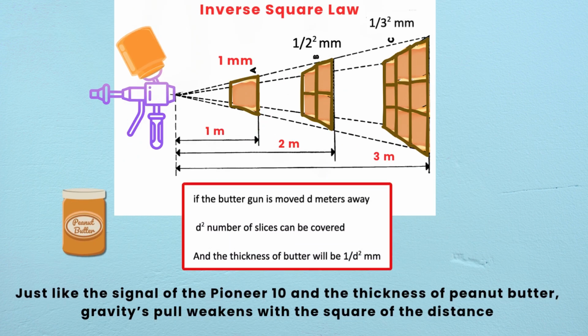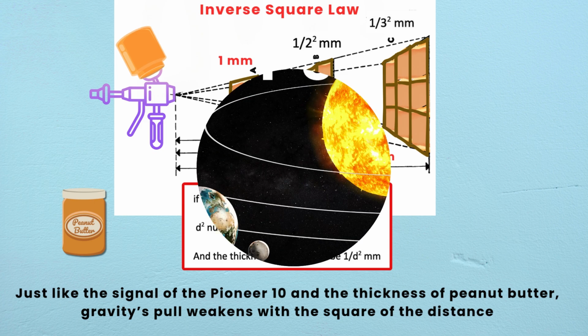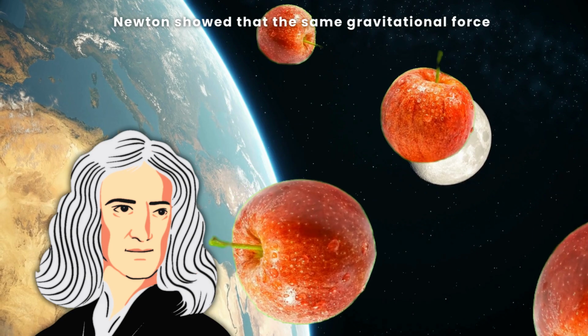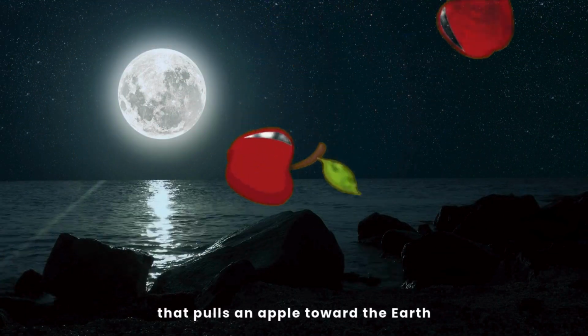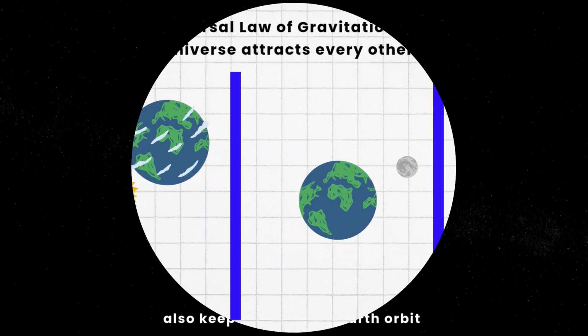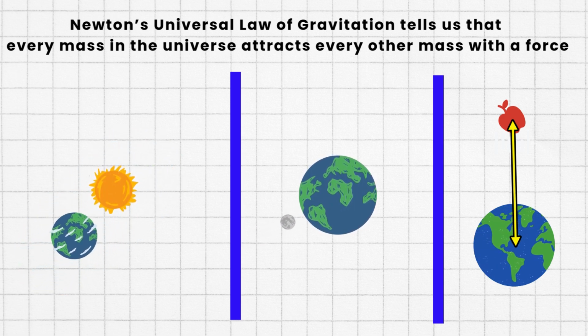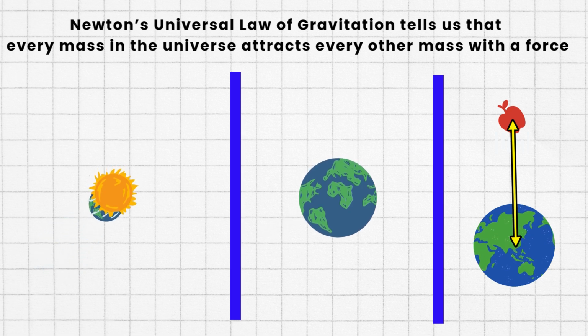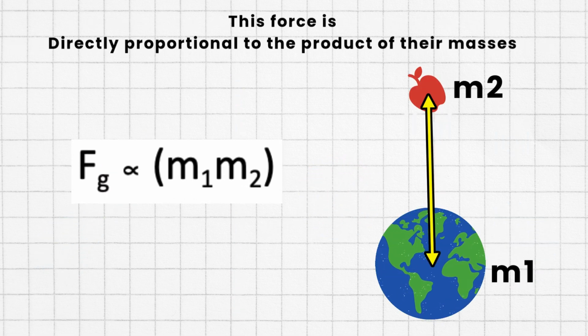Just like the signal of the Pioneer 10 and the thickness of peanut butter, gravity's pull weakens with the square of the distance. So, let us dive into Newton's Universal Law of Gravitation. Newton showed that the same gravitational force that pulls an apple toward the Earth also keeps the moon in Earth orbit. Newton's Universal Law of Gravitation tells us that every mass in the universe attracts every other mass with a force. And this force is directly proportional to the product of their masses.